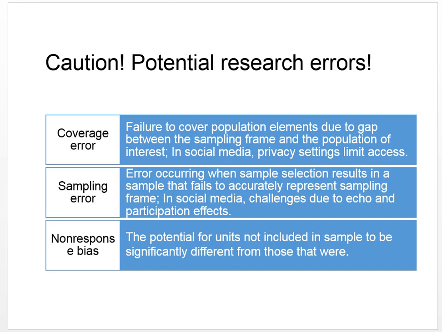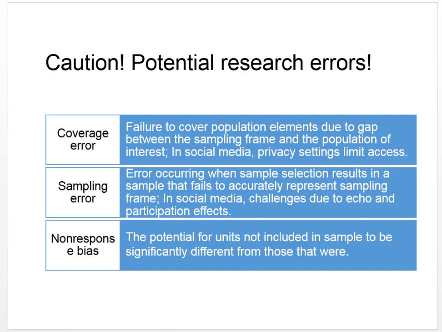But we have to be warned. Potential research errors. So failure to cover population elements due to gaps between the sample frame and the population of interest. In social media, private citizens' settings limit access. Now, if people only share with their friends or only share with themselves and you can't see what they're saying, you're potentially missing out on data. Sampling error occurs when sample selection results in a sample that fails to accurately represent the sampling frame, so it doesn't represent the entire population.